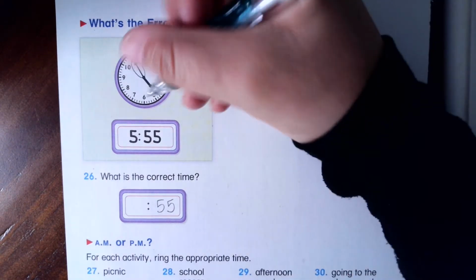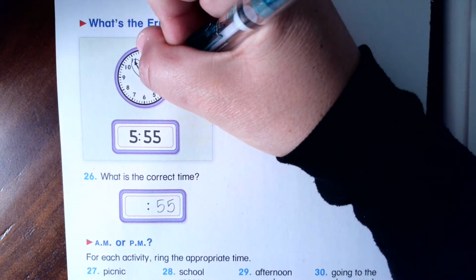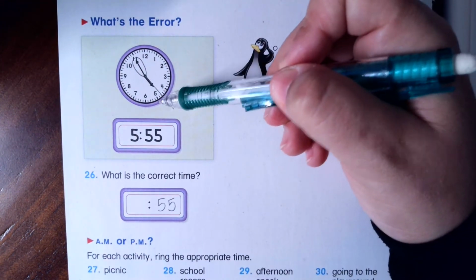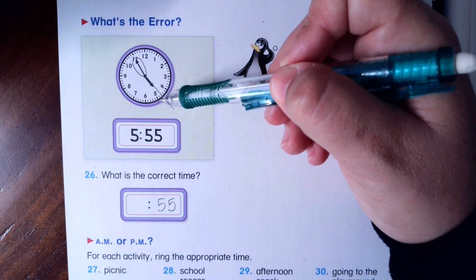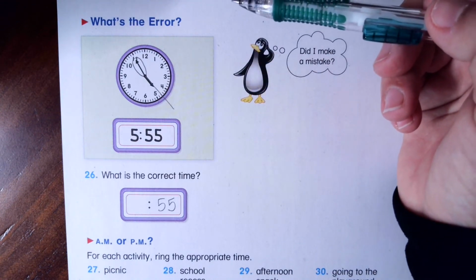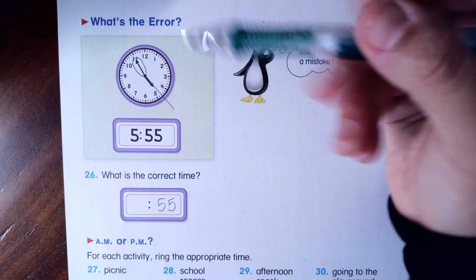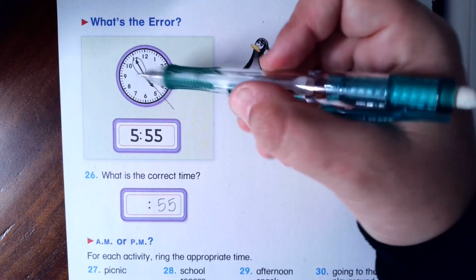So let's take a look at his hour hand. If you extend his arrow, it's between the 4 and the 5. So he thinks it's 5 o'clock. But my friends in Mrs. Peterson's class, you guys are way too smart. You know that it's not quite 5 o'clock yet.